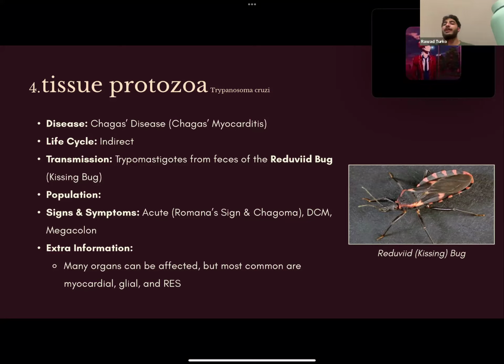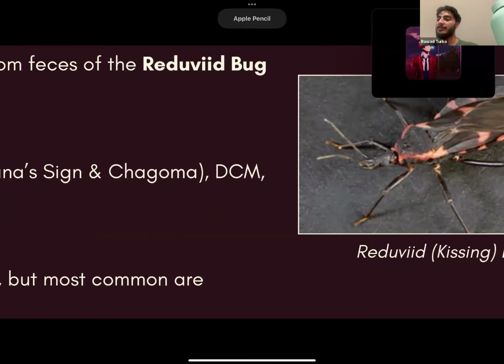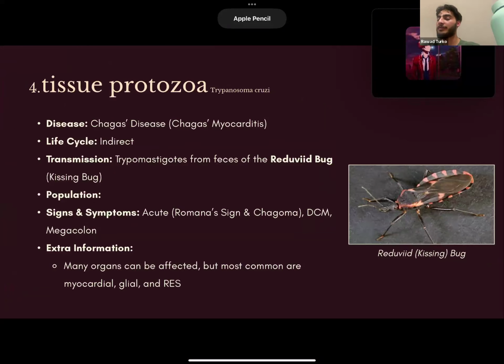Okay, so again, indirect life cycle. It's transmitted through the reduviid bug, which is the kissing bug. You can remember because it looks red. You can see these little red things on it. That's how you remember it. The first three letters of the word reduviid spell red. So it's a red bug, kissing bug. And again, the infective stage is the trypomastigotes from the feces of the reduviid bug.